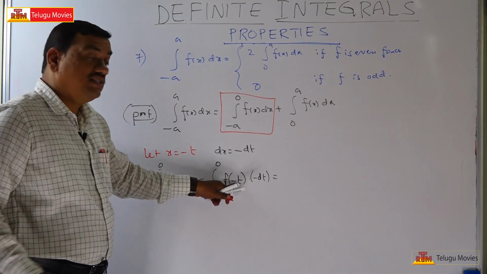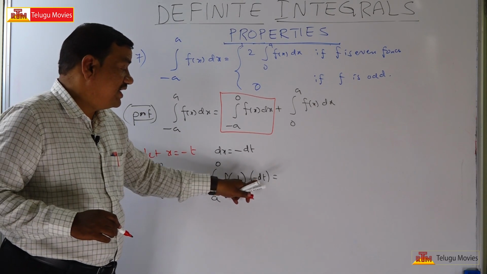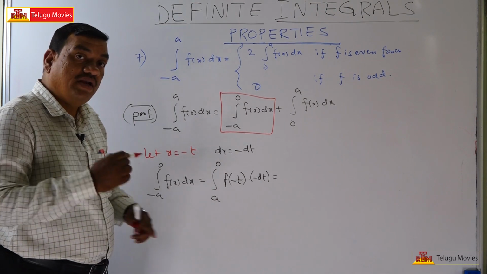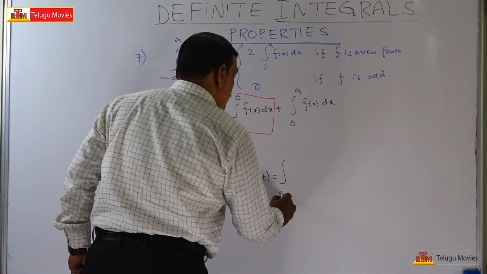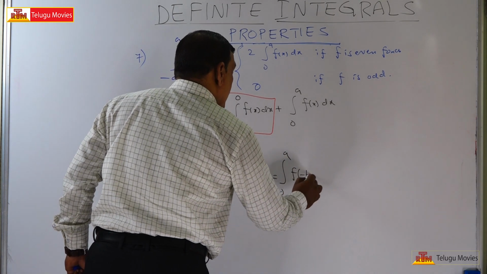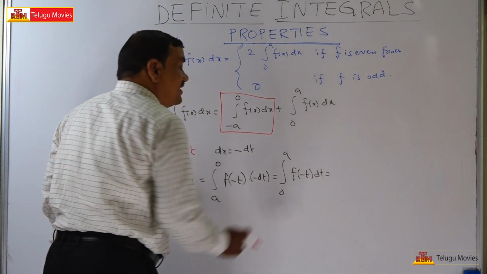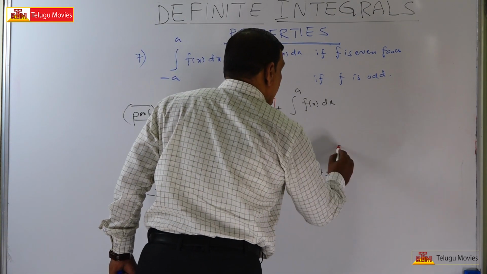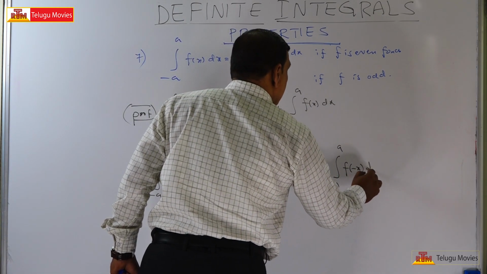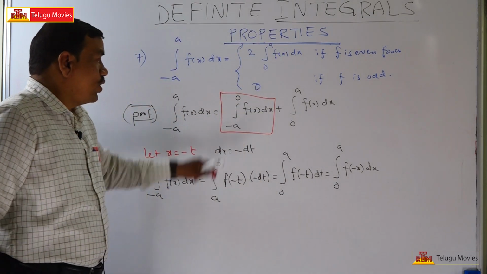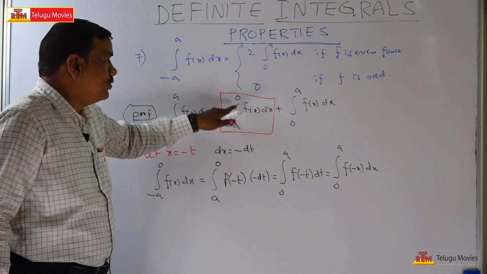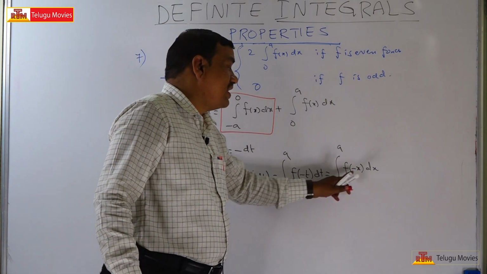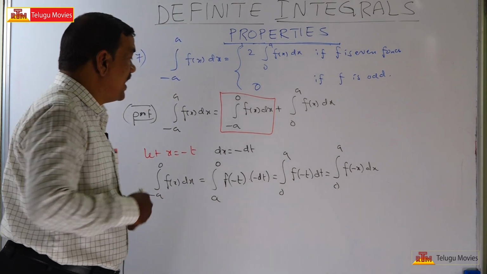See here, f(minus t), you should not take minus common outside. Here you can take minus 1, then a to 0 will become 0 to a. This is the integral 0 to a of f(minus t) dt. Here t is just a dummy variable. Therefore you can write it as the integral 0 to a of f(minus x) dx. So in place of the integral from minus a to 0 of f(x) dx, you can write the integral 0 to a of f(minus x) dx.